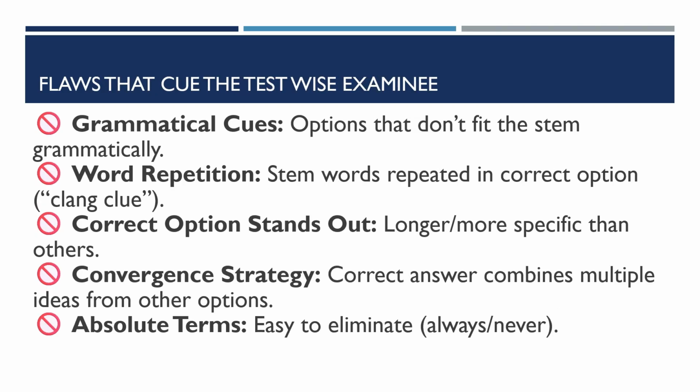Here are the flaws that make guessing easier, which include grammatical cues wherein only one option fits the stem sentence structure, word repetition, repeating a phrase from the stem in the key option, the correct option being longer or more detailed than the distractors, convergence, where the correct answer combines elements of multiple distractors, and absolute terms, which are very easy to eliminate. These flaws advantage the test-wise examinees and not the knowledgeable learners.